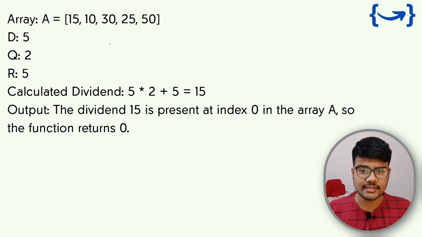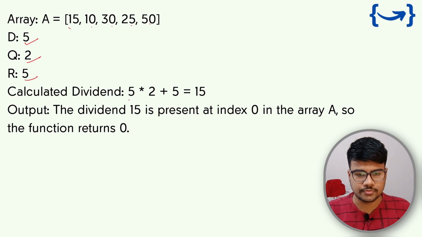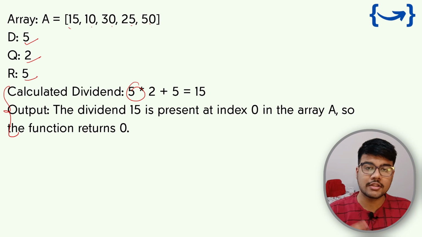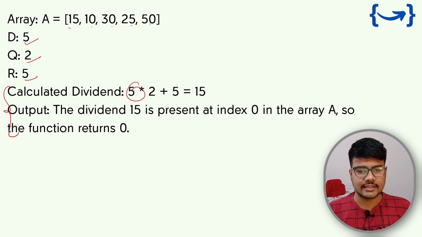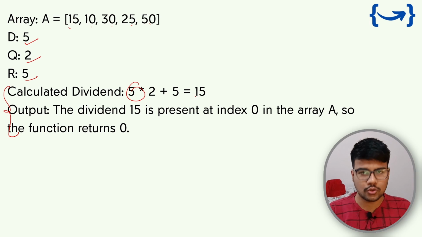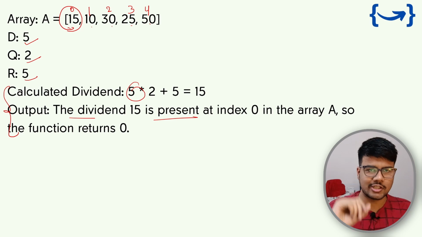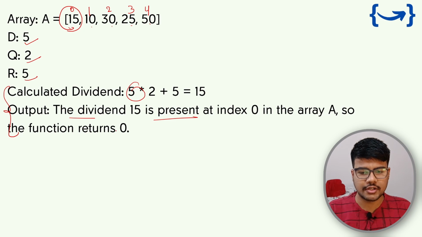Now, there is the input array: 15, 10, 30, 25, 50. And we have 5, 2, 5 with us. Now we need to calculate the dividend. This is the explanation that we wrote from our side, but in the online assessment, you will not find this line. Basically, what we need to do is 5 into 2 plus 5, which is 15, and the dividend would be 15, present at the 0th index, because if you mark 0, 1, 2, 3, 4, we can see 15 is present at the 0th index. So the function returns 0.